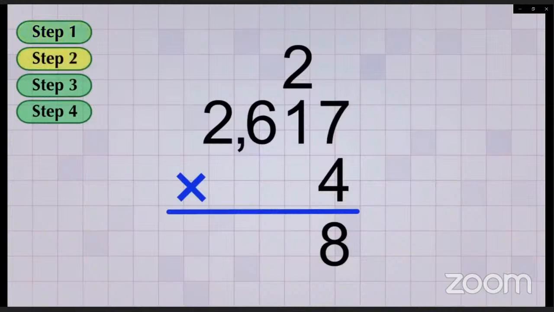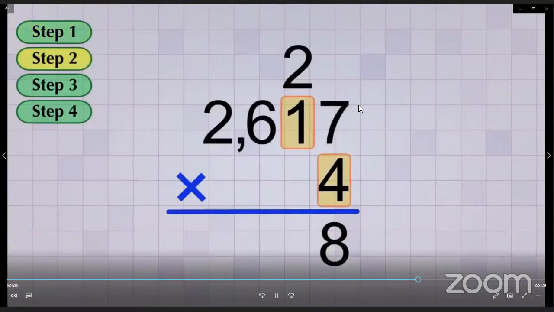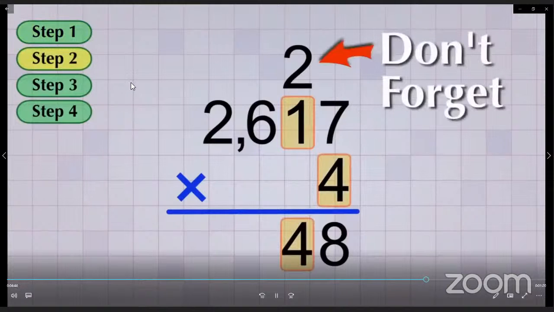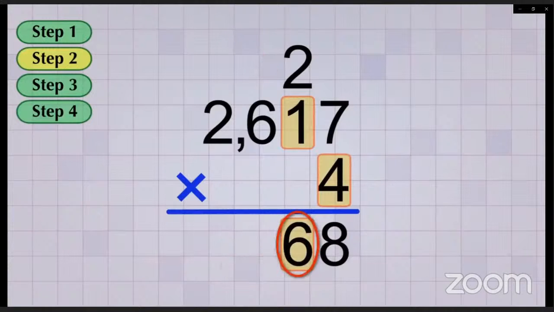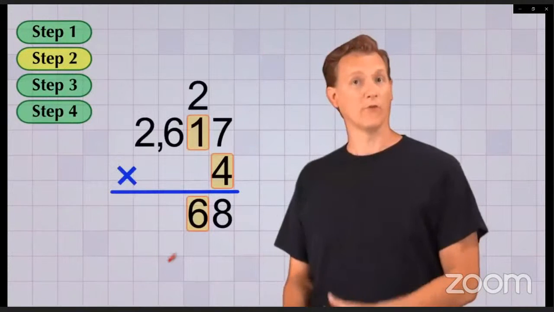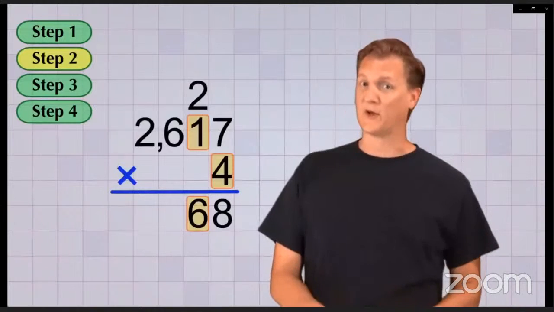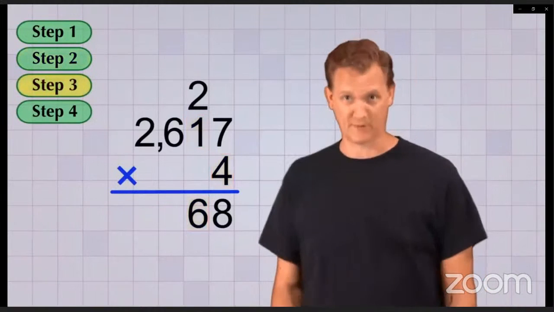Now we can do the second step. We multiply the bottom digit by the next digit in the top number. 4 times 1 equals 4. That was easy. But don't forget about that digit we carried. We need to add that to our answer from the second step. So 4 plus 2 gives us 6, and that's what we put in our answer place. And this time, we have a 1-digit answer, so we don't need to carry. We can just move on to the next step.